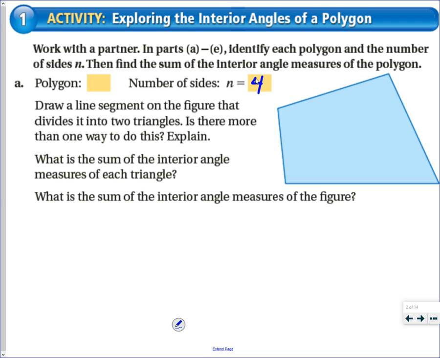I want to pick one corner, one vertex, and draw all the triangles that I can from that one vertex. So if I start from this vertex right here, I can't draw to the one that's kind of right above it because that's on the side. So if I draw over to here, that splits it. But again, that's the only other vertex that I can draw to that would give me some space on the inside that's not just a side. So I have 2 triangles. Each triangle, you know, has 180 degrees. So 180 and 180, or 180 times 2, would be 360 degrees.